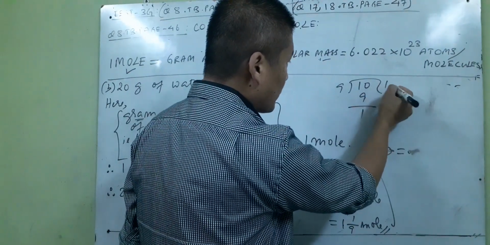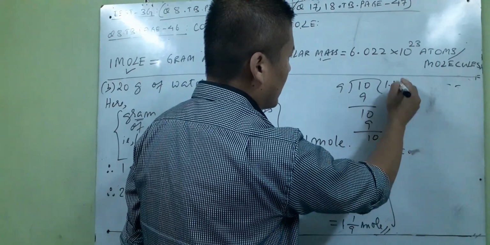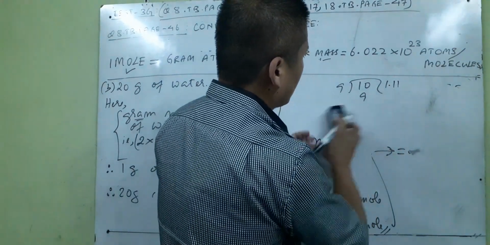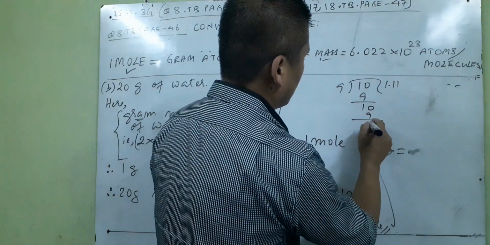Then put a point, then 0. 9 1s are 9. Textbook answer is given in this way. 9 1s are 9. Okay, let's just shorten it. 1 2 3.